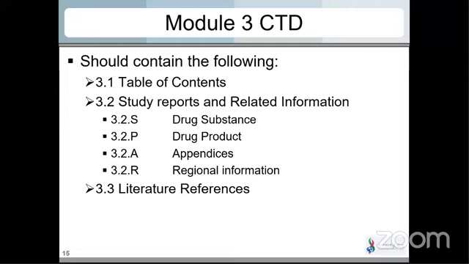Under the study reports and related information, which are going to be the majority of your information for the quality section, it also includes a letter. This is the only module within the CTD foundational modules that includes a letter. And that letter is associated with the type of information that goes into that section. So there's an S for the drug substance, your API, etc., a P for the drug product, an A for the appendices, and an R for regional information.